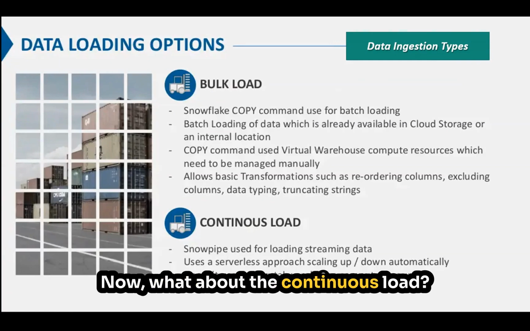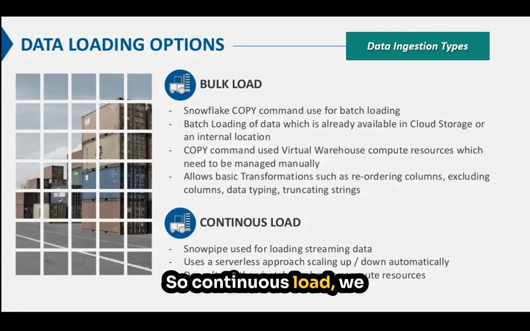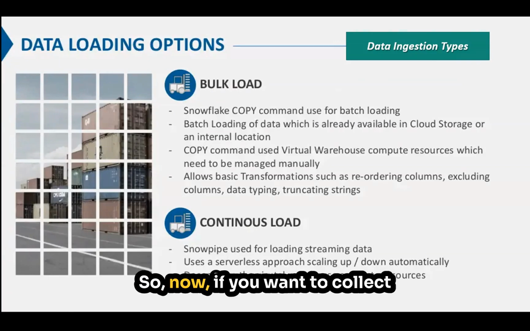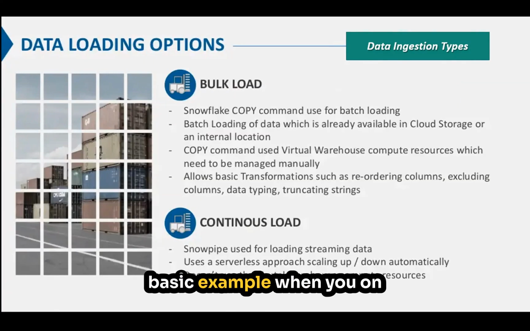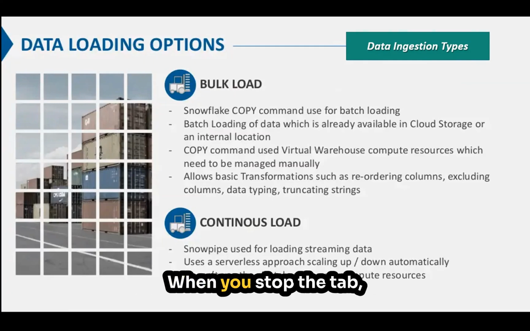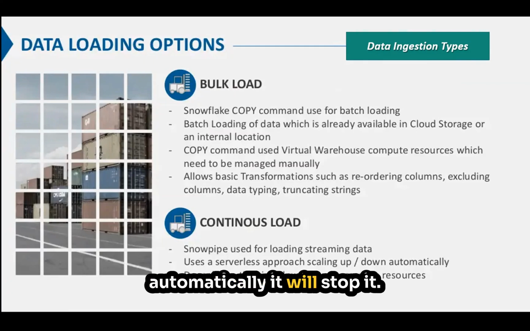Now what about the continuous load? Continuous load we are going to do with Snowpipe. The name itself is saying pipe. Take a very basic example: if you want to collect some water, when you turn on the tap in our home, the water will flow continuously until the tank is empty. When you stop the tap, it will automatically stop.